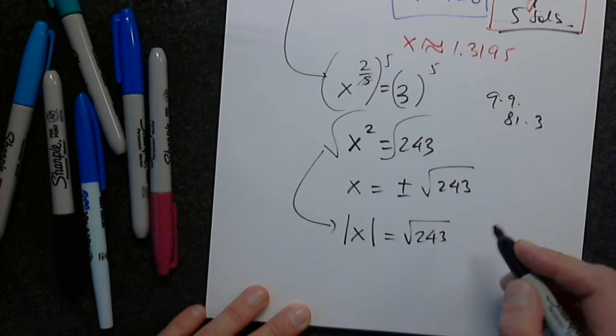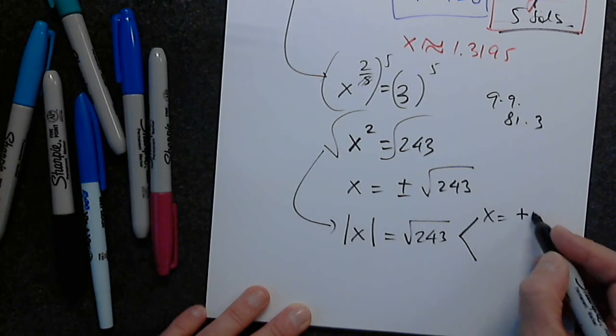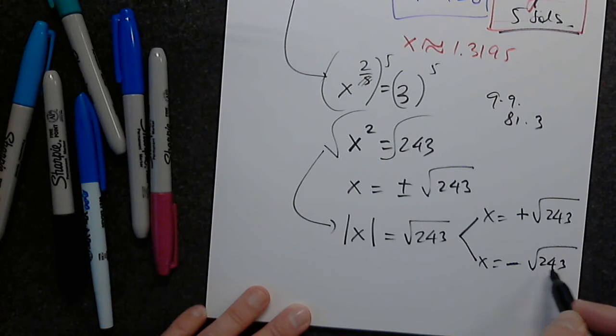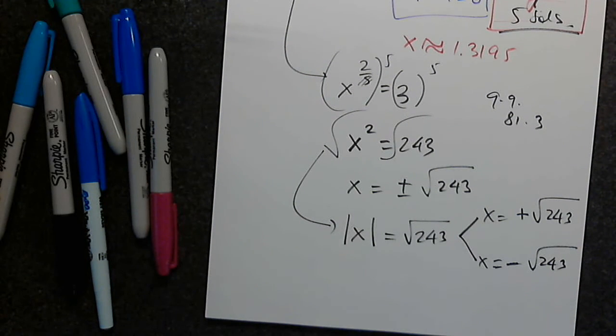And we learned this last time. From here, we have positive the square root of 243 and negative the square root of 243. So the plus or minus do not come from the square root. They come from the left-hand side.